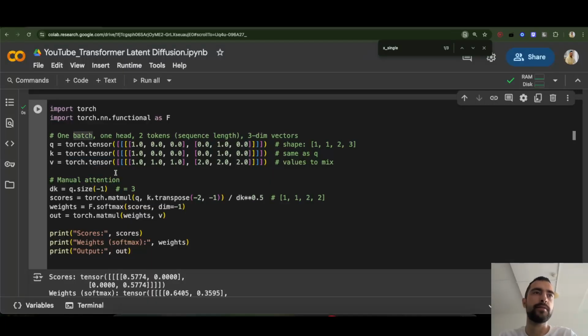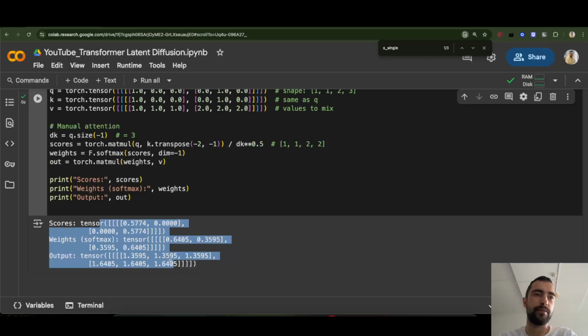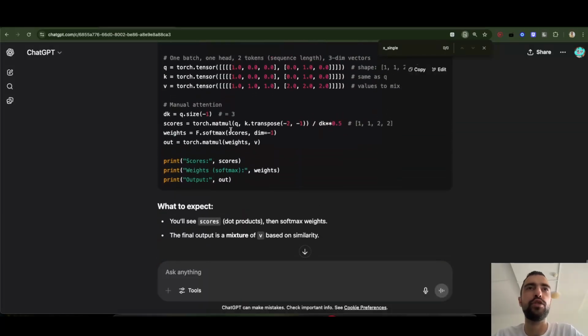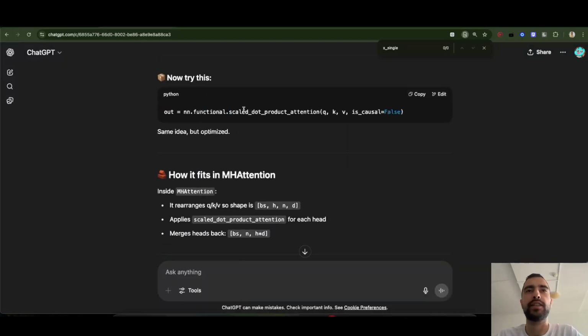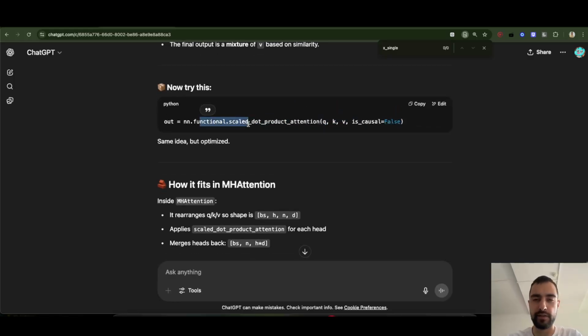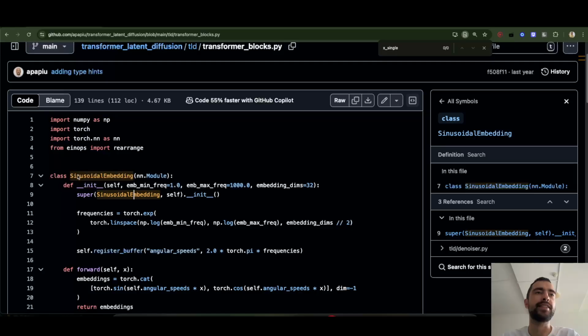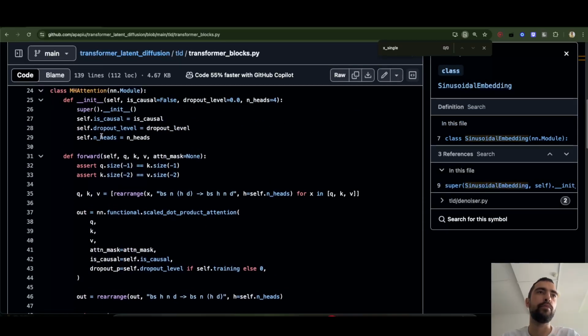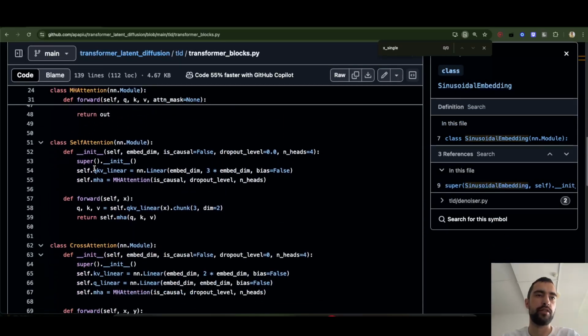If I run it, we see here that we got some softmax. You see in softmax, each of these arrays will add up to 1. And this will also add up to 1. But we can replace all of that with this nn.functional scaled dot product attention. It's the same idea, but this is optimized even more. I think they wrote CUDA kernels or Triton kernels, so it works even faster. So by now we understand sinusoidal embeddings, multi-head attention, self-attention.